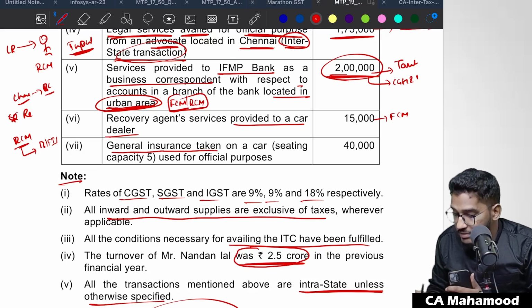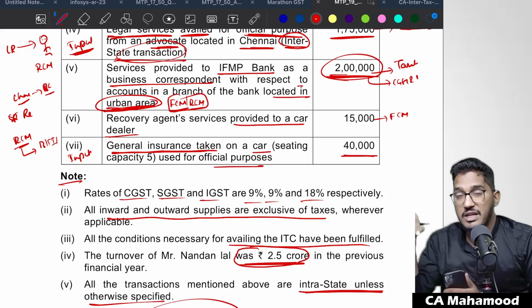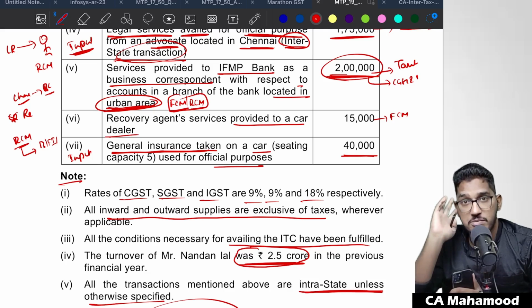General insurance taken. Now they're not talking about outputs, they're talking about inputs. So this Nandan Lal has bought a general insurance for his car, which will be used for official purposes. And for that, he has paid 40,000 rupees of general insurance. This is an input service. Can he avail input tax credit on this amount? No, credit is blocked under 17 subsection 5.